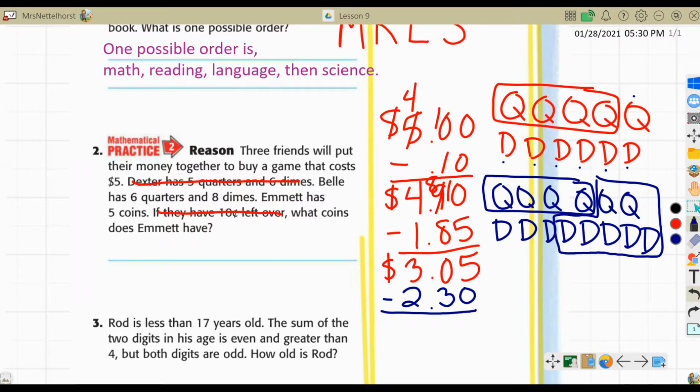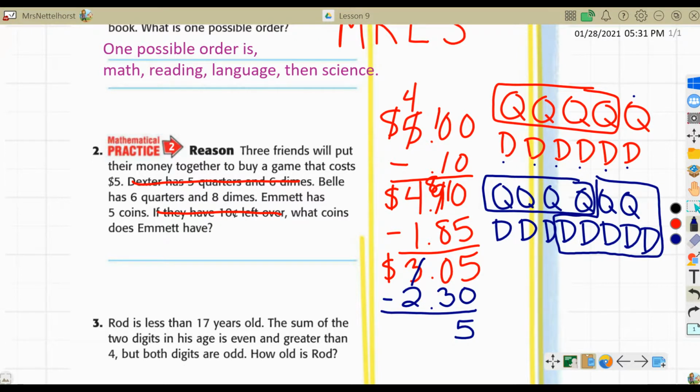5 minus 0, starting in the ones place again. 5 minus 0 is 5. Down the tens place, 0 minus 3, I can't do that. So I need to borrow from the $1 place. And actually, this is the pennies place and the dimes place. This is the $1 place. Forgot I was working in money here.